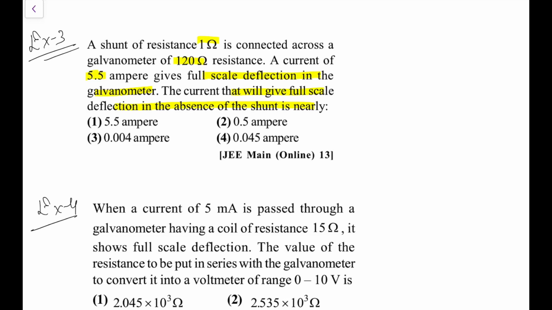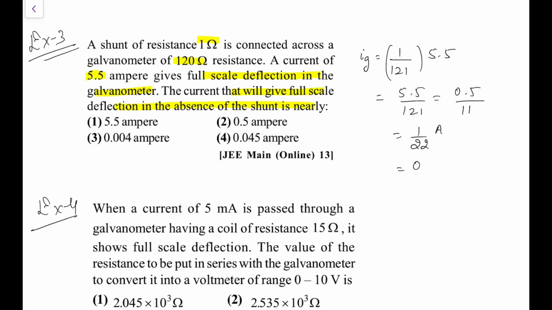That means actual Ig would be, if it is divided in the reverse ratio, that would be 1 upon 121 into 5.5. This is the value of Ig, that is what is needed here. So you have just divided the current into the parallel. So it is 5.5 upon 121. So if I do, this is 0.5 in terms of 11, and this is 11, or I can do it as 1 by 22 amperes, or you could do it as point.